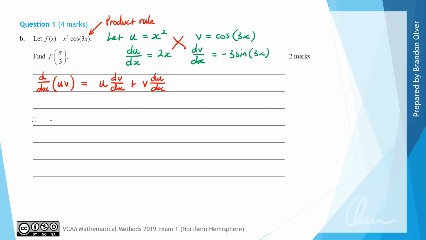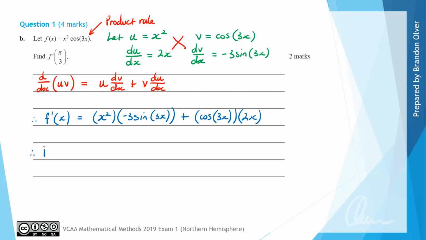So when we do that, we find that f dash of x is going to equal the function u, which is x squared, times dv/dx, which is minus 3 sine of 3x. And then we add on to that the function v, which is cos of 3x, and then that is going to be multiplied by du/dx, which is simply 2x.